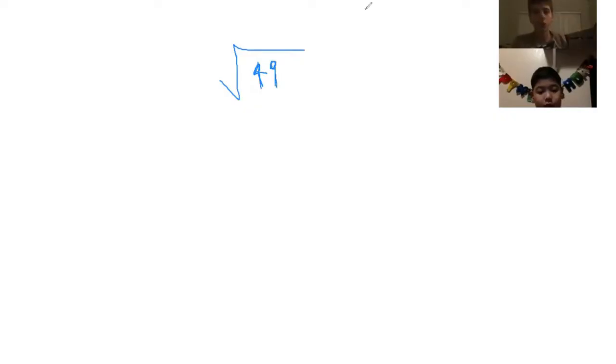Basically, what you want to do with the square root is find two numbers that multiply together to get 49, but they have to be the same number. So 49 would be 7 times 7, right? So that's the square root of 49 is 7, because 7 times itself equals 49. So when finding a square root, you want to find what number times itself equals that number.